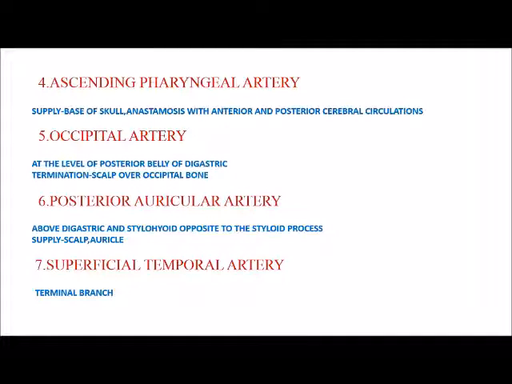Fifth one, occipital artery. It's a branch at the level of posterior belly of digastric and it terminates on scalp over the occipital bone. Sixth one, posterior auricular artery. It is above digastric and stylohyoid, opposite to the styloid process. It supplies scalp and auricle. Then superficial temporal artery, it is the terminal branch.